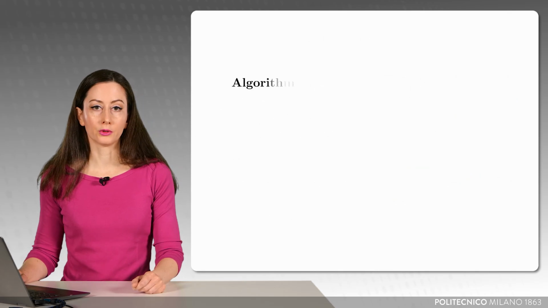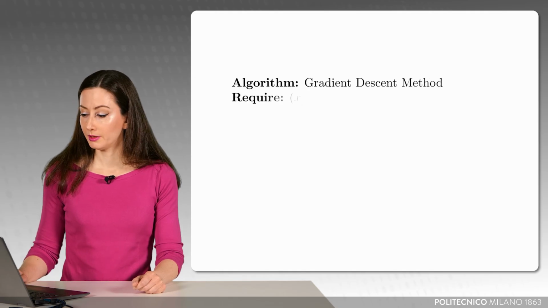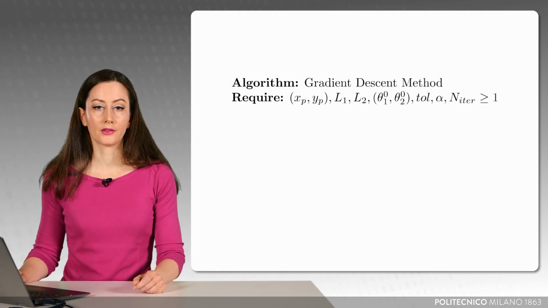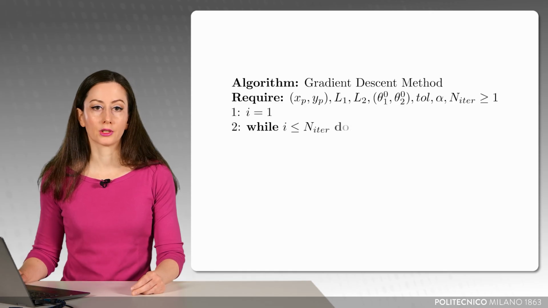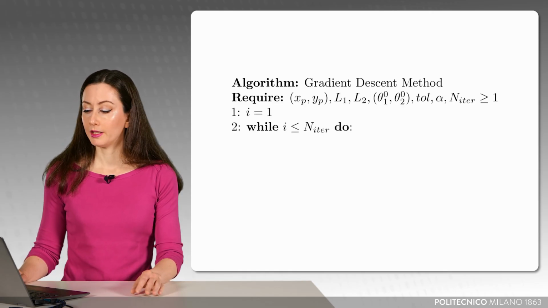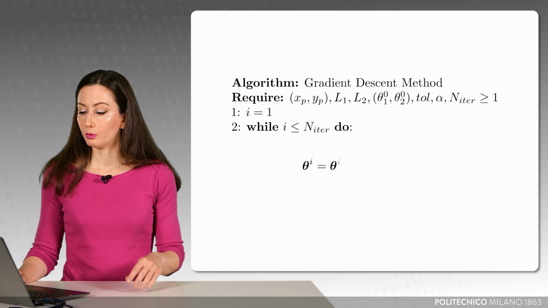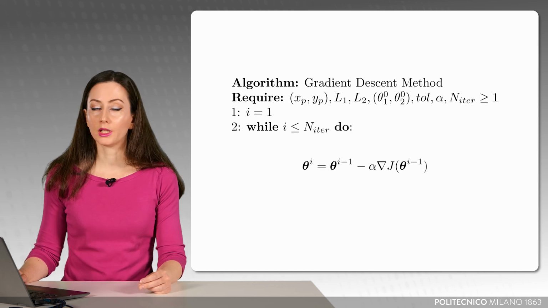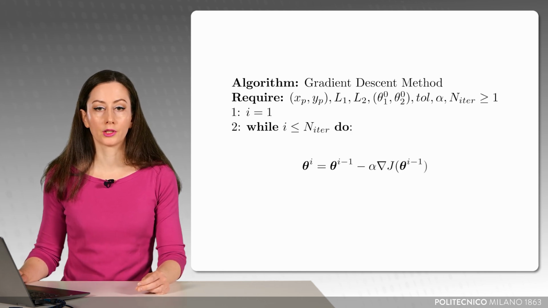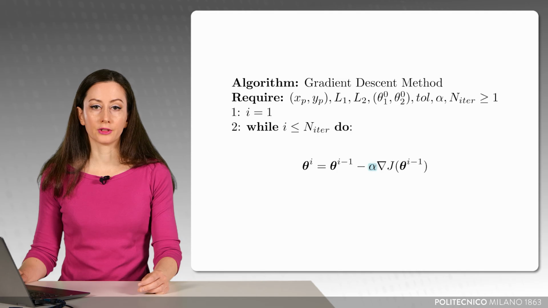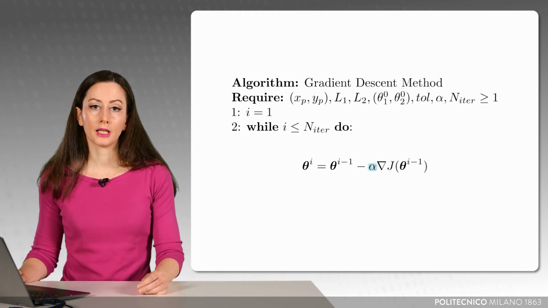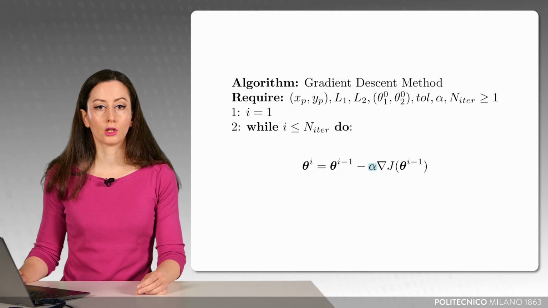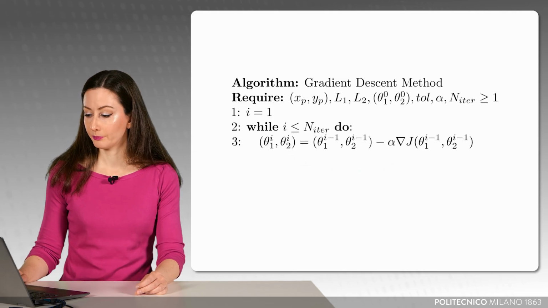Here's what the algorithm looks like. Starting from an initial guess, θ1 0, θ2 0, we perform iterations counted with an index i, and at each iteration, we build a new approximation of the angles with this formula where alpha is a positive number called learning rate or step length, and it determines the length of the step in the direction opposite to the gradient.